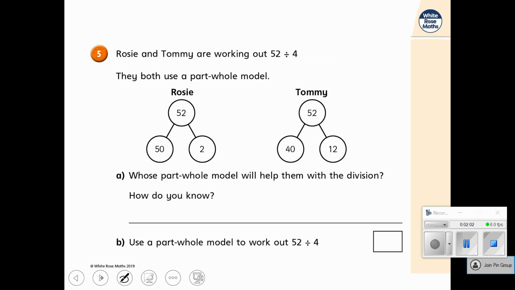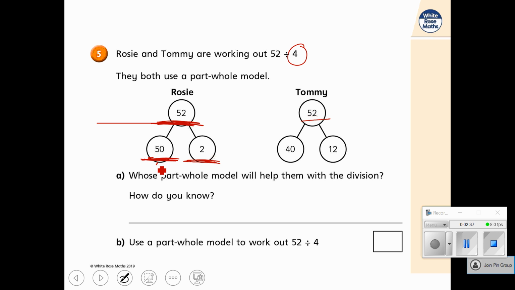Right. Rosie and Tommy are working out 52 divided by 4. They both use a part-whole model. Whose part-whole model will help them with the division? Okay, so here we need to look at the divisor. And the divisor is 4. So what we need to do is to make sure that when we partition or split our 52, both of the numbers that we have split into are divisible by 4.